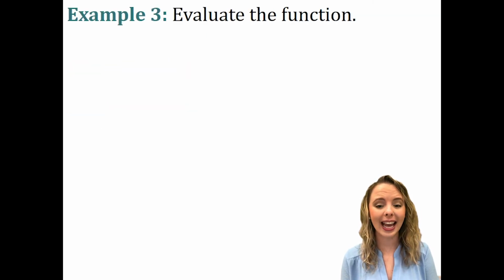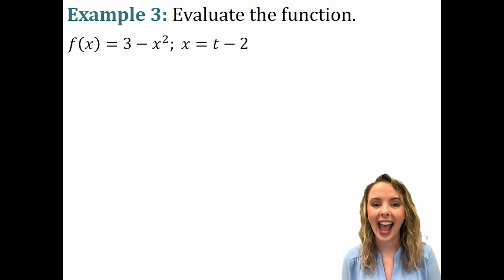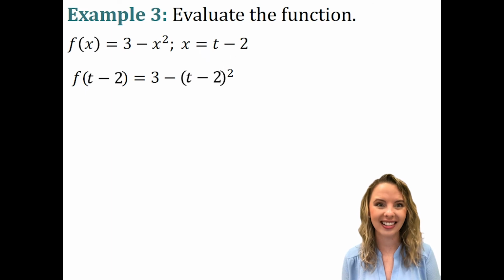Example 3, we're going to do the same thing again, except we're going to step it up a notch. Instead of evaluating just a simple number, this time we're going to evaluate a binomial into our function. So we had f of x equals 3 minus x squared. But instead of placing 2 there, this time we're going to place t minus 2 in both places for x.